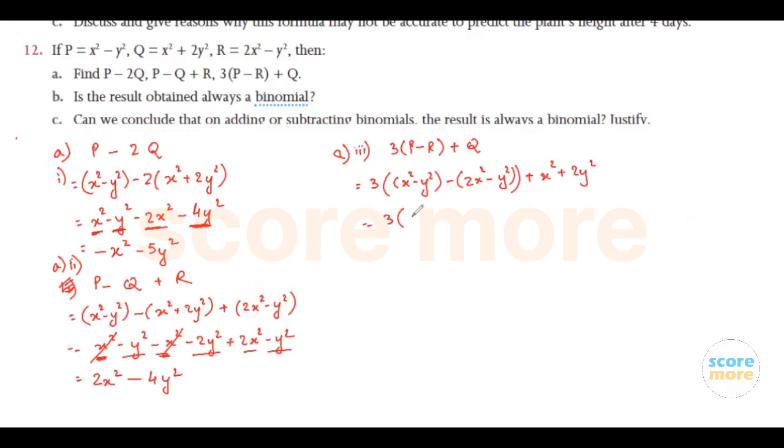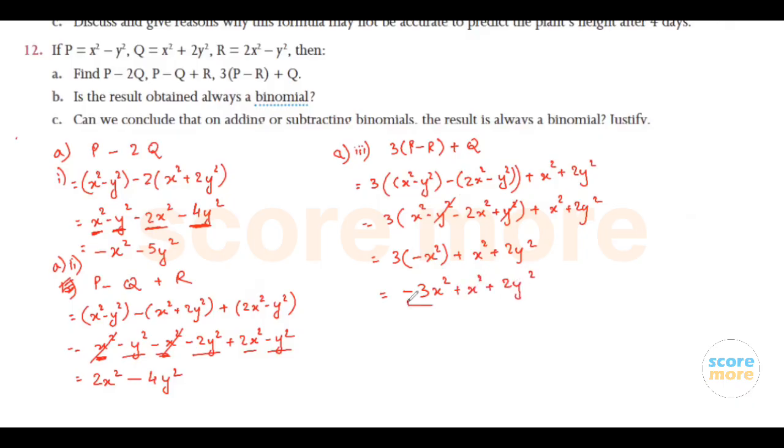So 3, open the brackets, x square minus y square minus 2x square plus y square plus x square plus 2y square. You can see over here minus y square plus y square cancel out. So it is 3 into x square minus 2x square, so it will become minus x square plus x square plus 2y square. Open the bracket. Minus 3x square plus x square plus 2y square. Add these two.